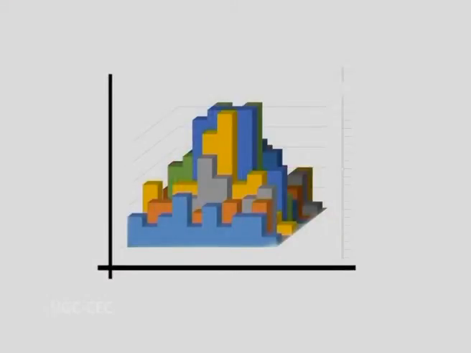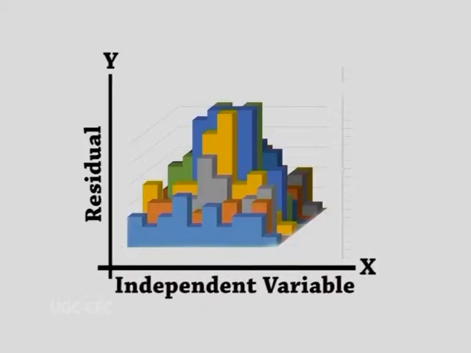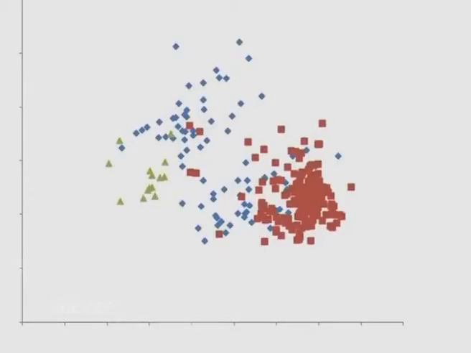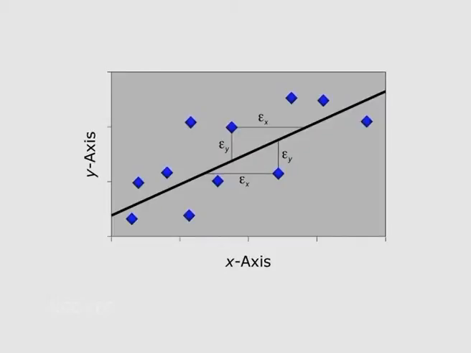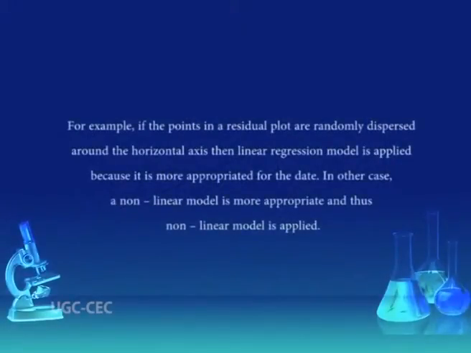A residual plot is a plot or a graph which shows the residual on the vertical axis y and the independent variable on the horizontal axis x. Now, based on the dispersion of the points in the residual plot, the regression model is applied. For example, if the points in a residual plot are randomly dispersed around the horizontal axis, then a linear regression model is applied because it is more appropriate for the data. In other cases, a non-linear model is more appropriate and thus a non-linear model is applied.